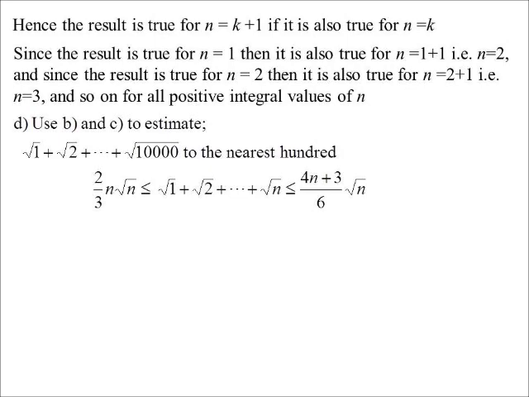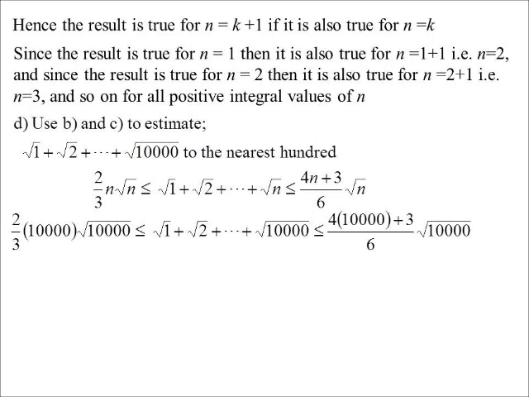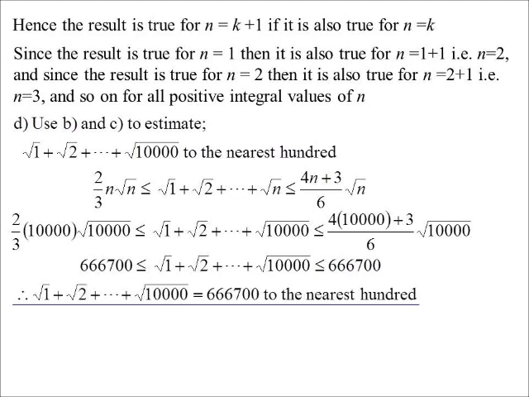So we've trapped it in between 2/3 n root n, and on the other side (4n plus 3) on 6 root n. So if we substitute in 10,000, you'll find a wonderful thing happens when you evaluate the left hand side and the right hand side. But remember, we're only evaluating it to the nearest 100. To the nearest 100, both ends turn out to be 666,700. So if it's in between them, we know what it is to the nearest 100. So it's going to be 666,700 to the nearest 100.